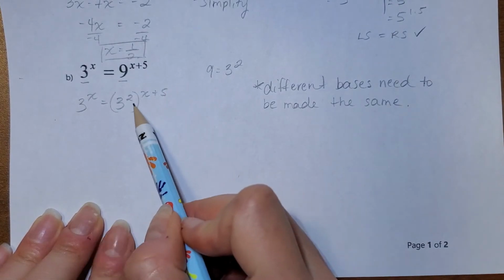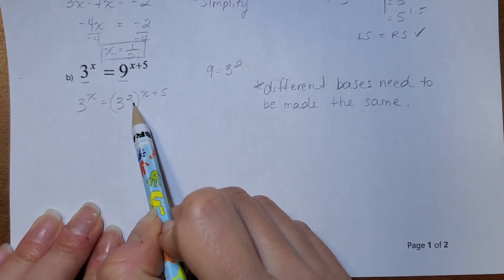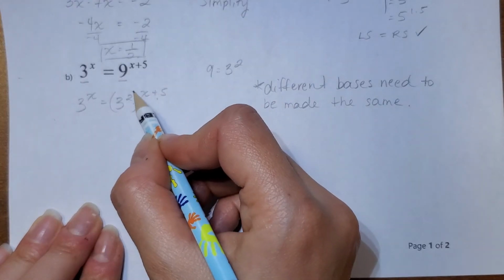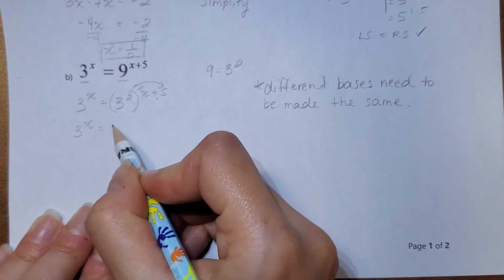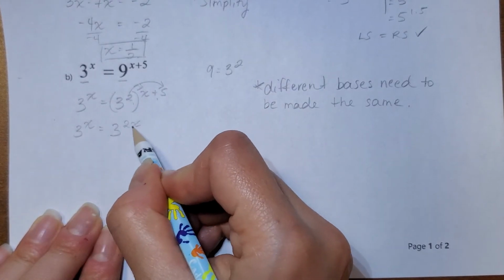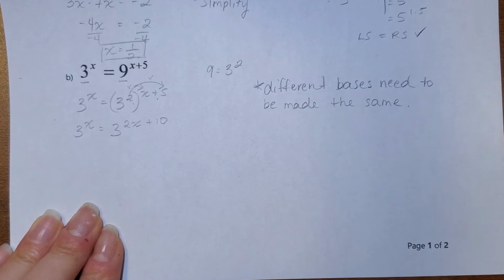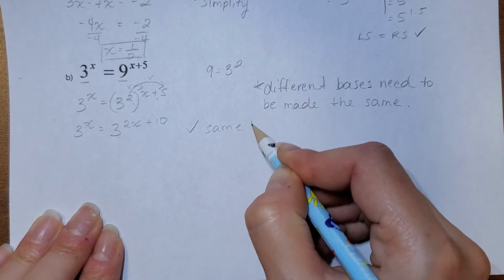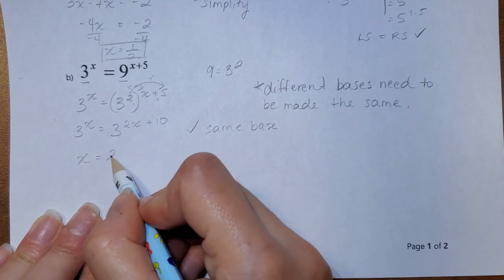Now this is where we use our exponent laws. We have a power to a power, which is multiplication. So this 2 gets multiplied to both terms, like distributive property. So 2 to the power of x is 2x. 2 times 5 is 10. So now that we have the same base, we can equate our exponents. So now we can let x equal 2x plus 10.